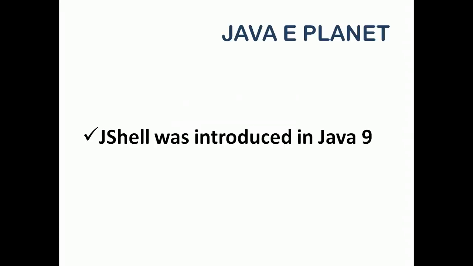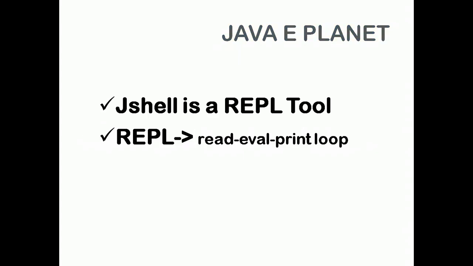Today let me introduce an interactive tool for learning the Java programming language and prototyping Java code, which is nothing but JShell. This JShell allows us to execute Java code from the shell and shows output immediately. JShell was introduced in Java 9. It is an REPL tool, which is a read, eval, print loop.